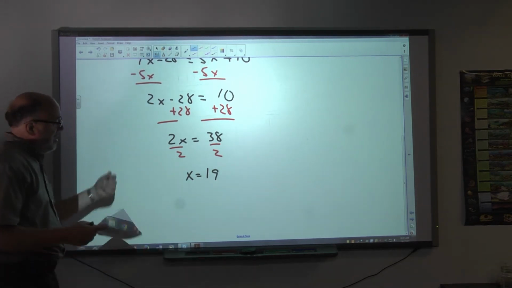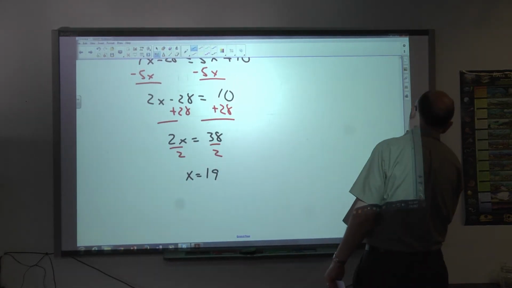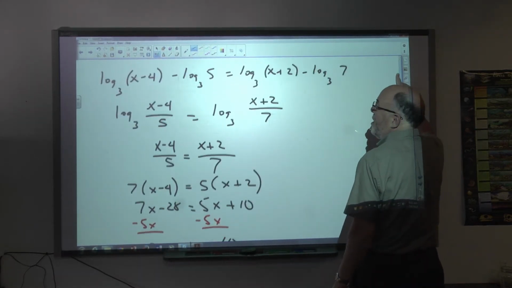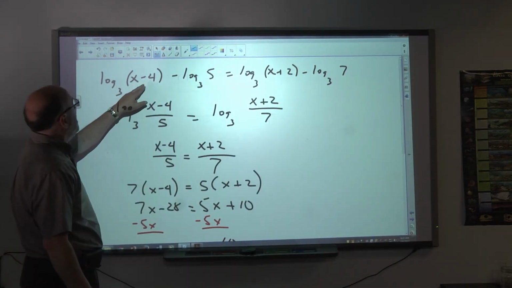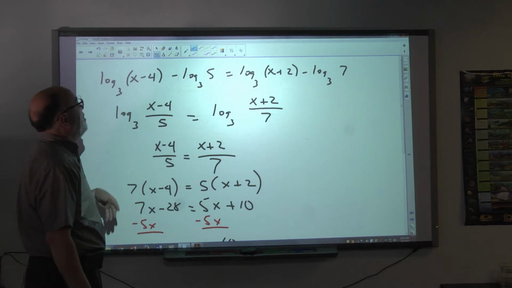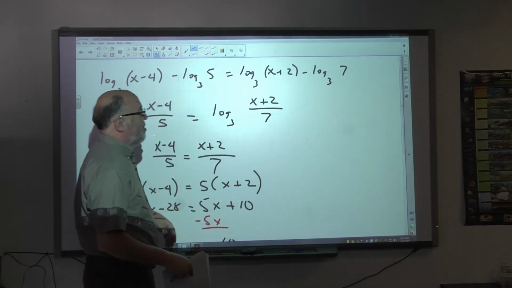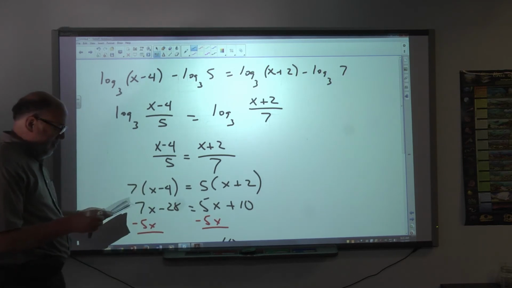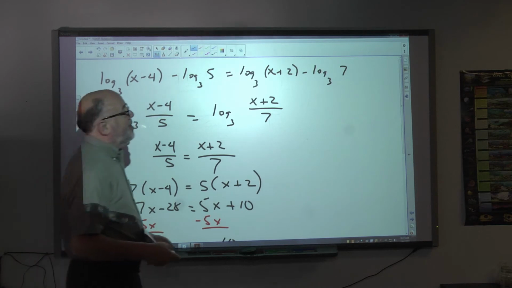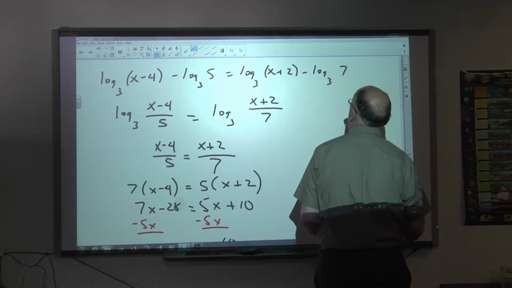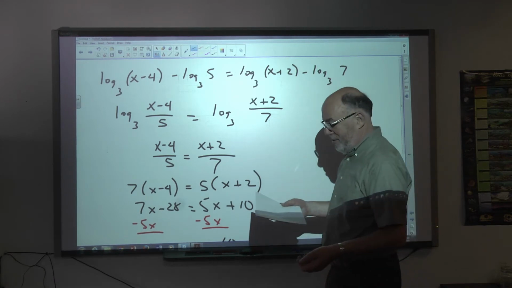Now we have to make sure that is truly a valid answer. And so if I go back to the original equation and plug in 19 here, this will be 19 minus 4. That's a positive number. That's fine. This will be 19 plus 2. That's a positive number, so it's valid. Right? So we do need to check and make sure when we're doing logarithm equations that we are not trying to take a log of a negative number. Right?